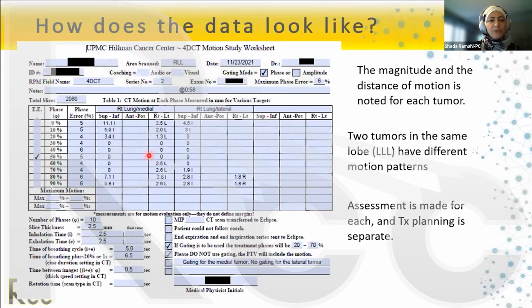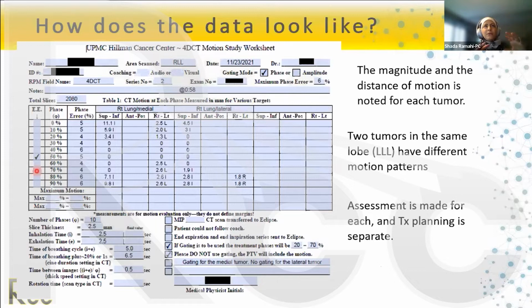So the physicist would assess the motion of the tumor and then suggest phase gating. One tumor would require gating between 20 to 70%, so it takes 20% all the way to 70%. And we use this for treatment planning and actual treatment of the patient. These phases were chosen because those are the phases where the tumor is moving 5 millimeter or less. So we're excluding 0, 10, 80, and 90.